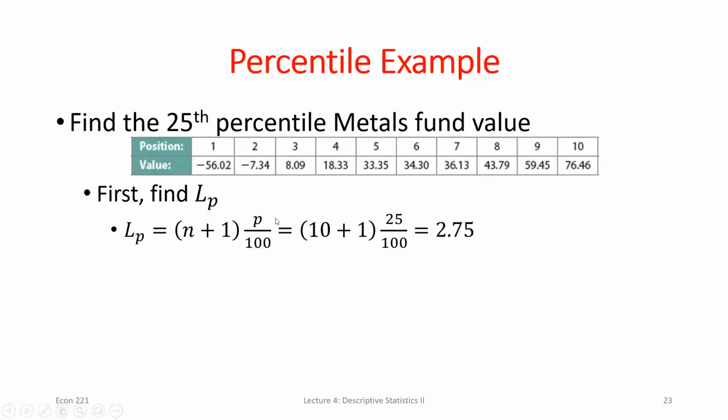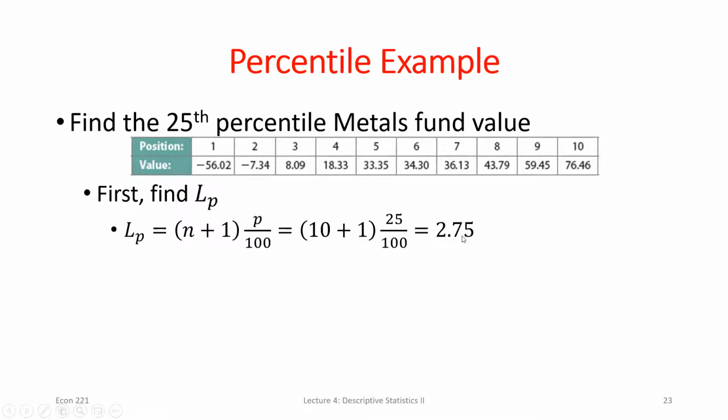That third position, right? So I don't want to simply take the average of these two values. I want to weight this value a little bit higher, because I'm a little bit closer to that third position value. So what I'll do is look at this decimal to figure out what my weights should be. Whatever the decimal is from this formula, I'll use that as my first weight, so 0.75 here.